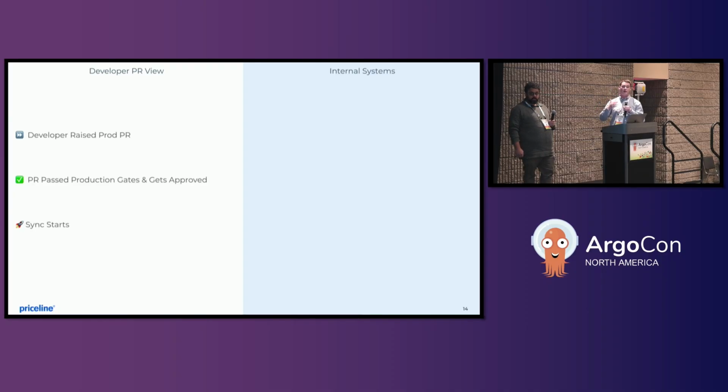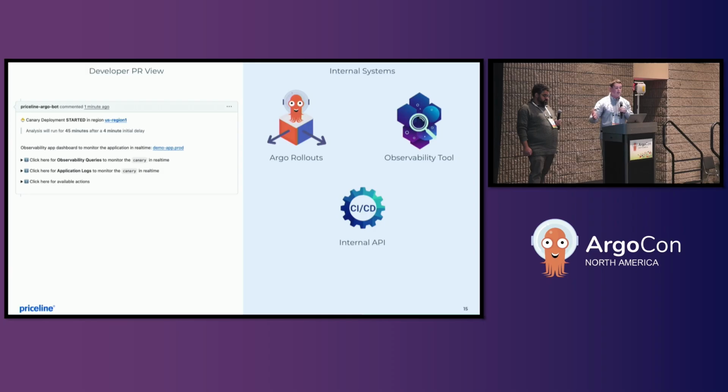So a developer is going to raise a production PR. You're going to get the production gate, so they're obviously going to be a lot longer, have more restrictions. And then the sync started message has happened in production. So at Priceline, we do canary deployments, which are super great. You know, provides a lot of feedback, and we don't do the multi-cluster progression.